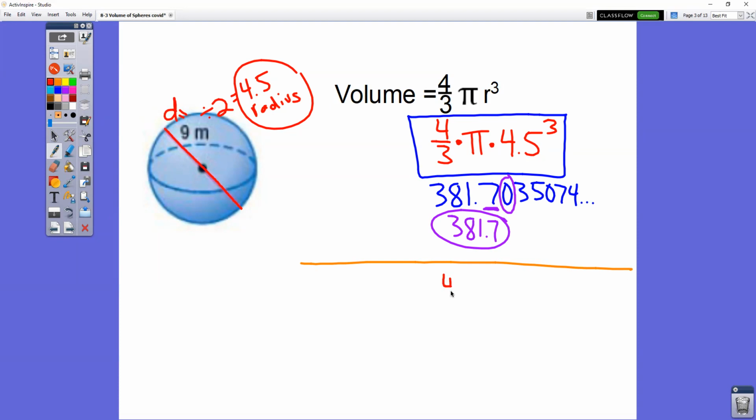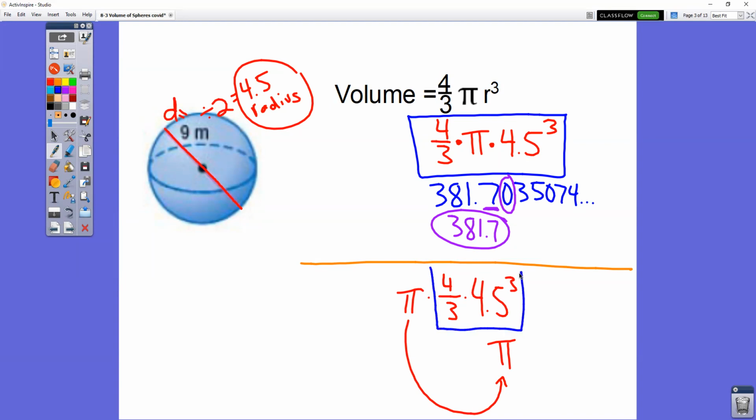If we had to do this one in terms of pi, you're going to type in everything except for the pi symbol. So you're still going to have your 4/3. You're still going to multiply by 4.5 to the third power, but we're just going to take our pi symbol and stick it at the end of our answer. The only thing that you're going to type into the calculator is 4/3 times 4.5 cubed. Remember, we don't type in pi when we're leaving it in terms of pi. We just stick it at the end.